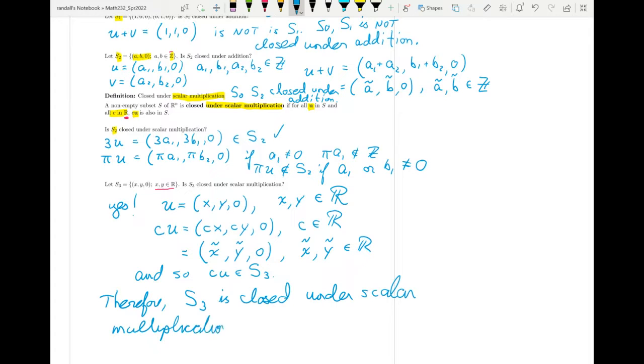And you can check too that it's also closed under addition. That's a good proof for you to do. So that's an example of a set of vectors that is closed under both of these algebraic operations. Okay, so let's move on.